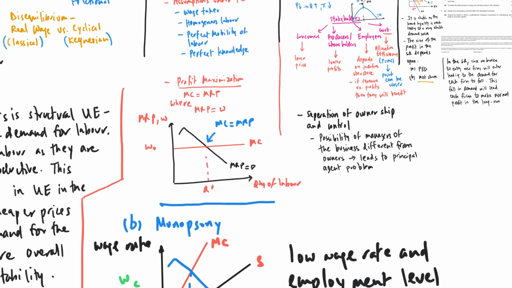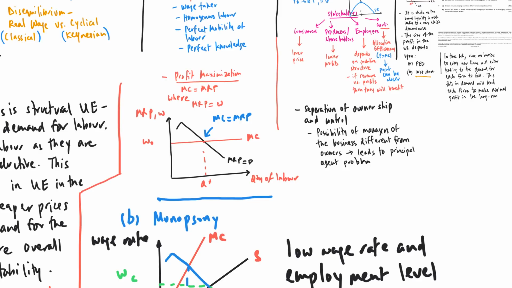Then we talk about the other cases. The first case will give you at least 12 marks from the 25, where we talk about the assumptions, the profit maximization, and the MRP theory.